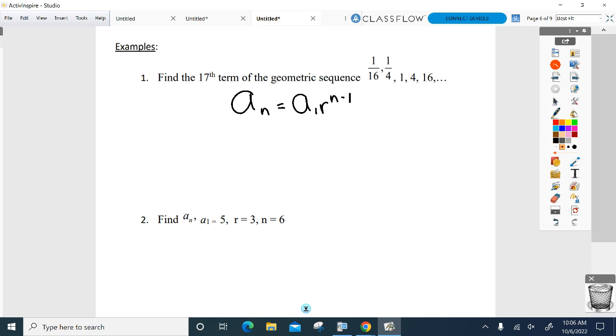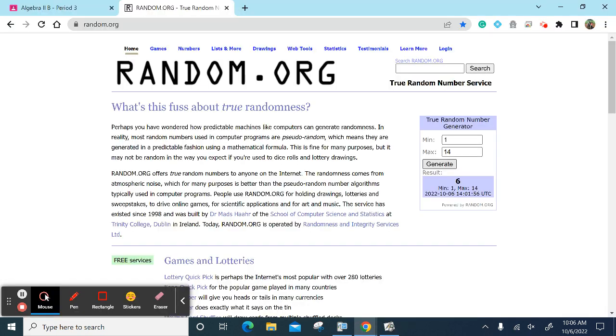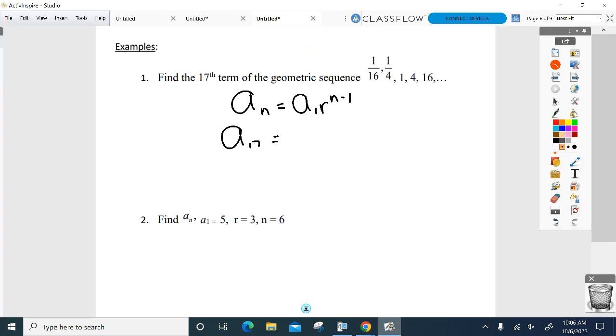th term. So what am I looking for? A with a subscript of 17. Here we go. Let's see if people can help me out here. 6 again. First term. 1/16. Oh, all right. Everyone ready?